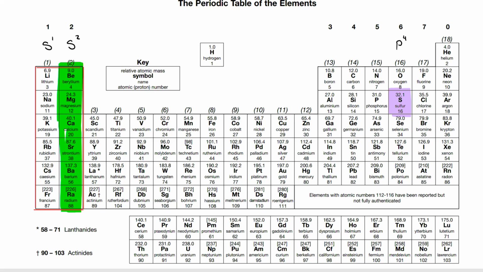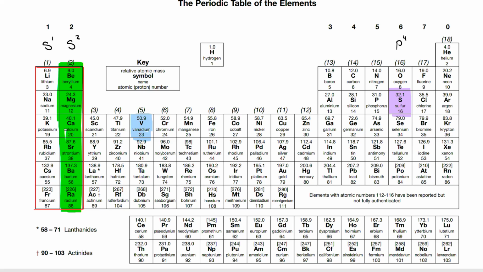Let's do one final example to reinforce it, and let's look at vanadium. Now I can work out the configuration for vanadium, and I can say that it's 1s2, 2s2, 2p6, 3s2, 3p6, 4s2, 3d3.